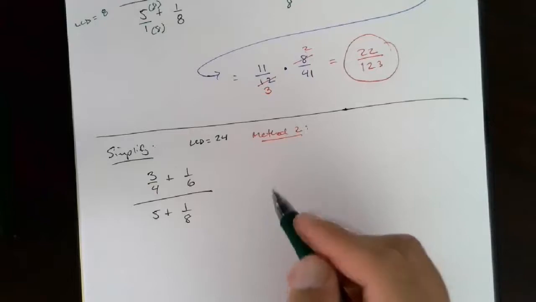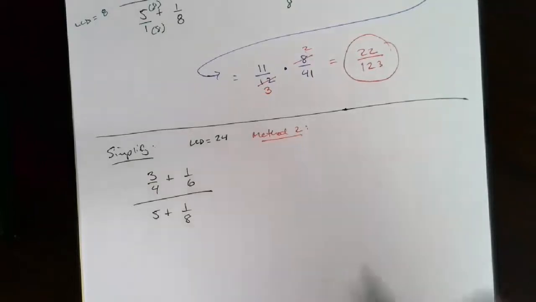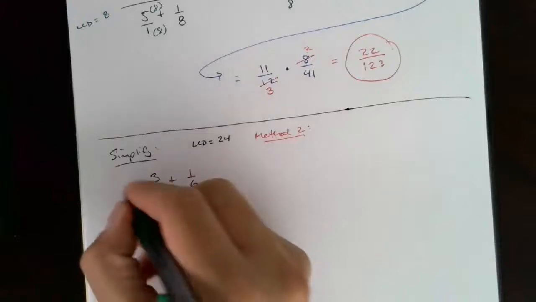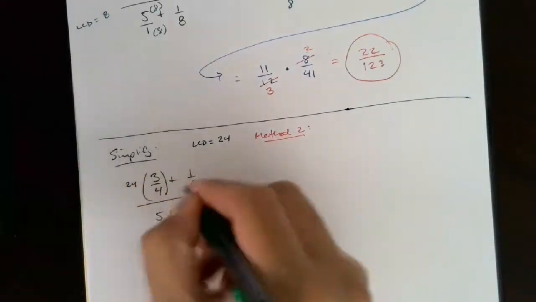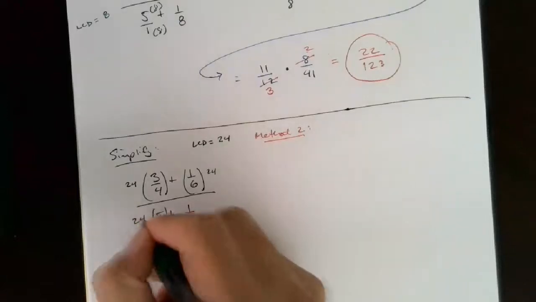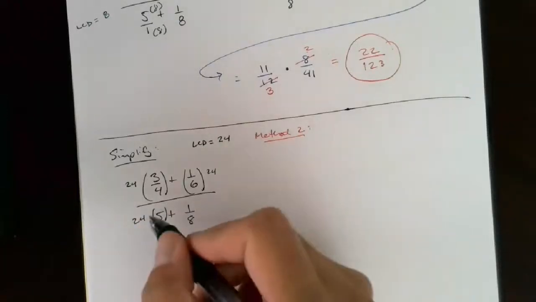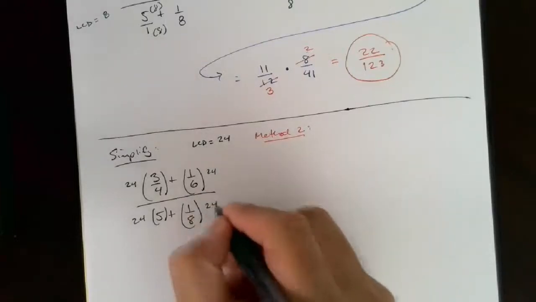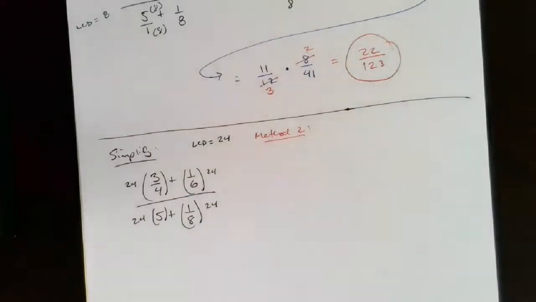So the LCD is 24, and I said to multiply it to every single term. That's what method 2 says to do. So I'm going to take 24 times the 3/4, 24 times the 1/6, 24 times the 5. So you multiply it to every term. Even if it's not a fraction, you multiply it to every term. That's why I underlined it in the definition. And 24 times the 1/8.